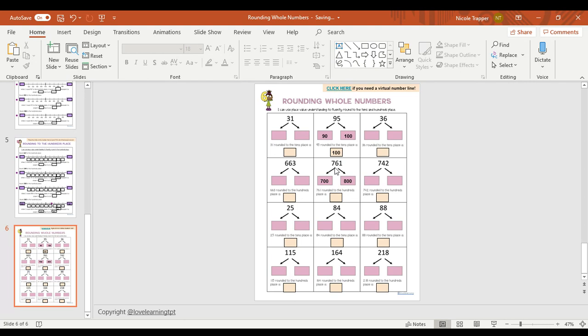And now I'm going to look to the number next door to see if 61, or 761, is closer to 800 or closer to 700. Because it's after 750, I'm going to round it up to 800 because it's closer. It's only about 40 away from 800 as compared to about 60 away from 700. So I'm going to choose 800.